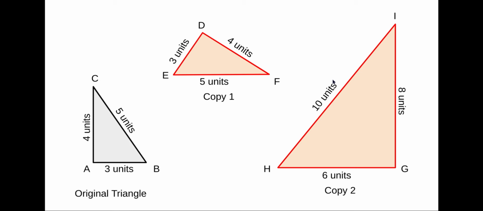Now, on this second slide here, you see three triangles. You have the original, which I have in gray, and then you have two copies, copy one and copy two. They're both scaled copies. The only difference between the original and copy one is I flipped it over. And when I did copy two, it was kind of the same thing. I made it a scaled copy larger, and I switched its direction.